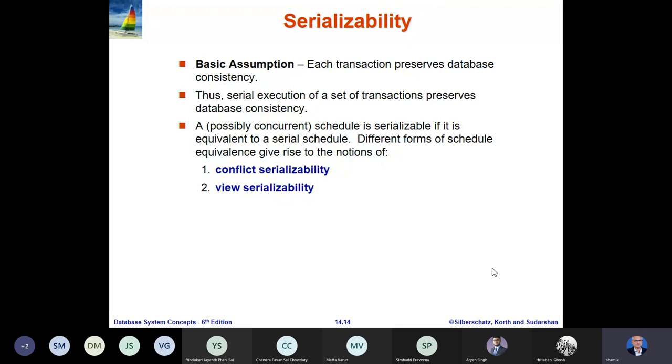Okay, so serializability. Now we come to the actual definition of serializability. The basic assumption is that each transaction preserves database consistency. Consistency is important. That means before the transaction started, the database was in a consistent state. Now the transaction is getting executed, potentially concurrently with other transactions. But even after that, when the transaction completes, the database should not reach an inconsistent state.